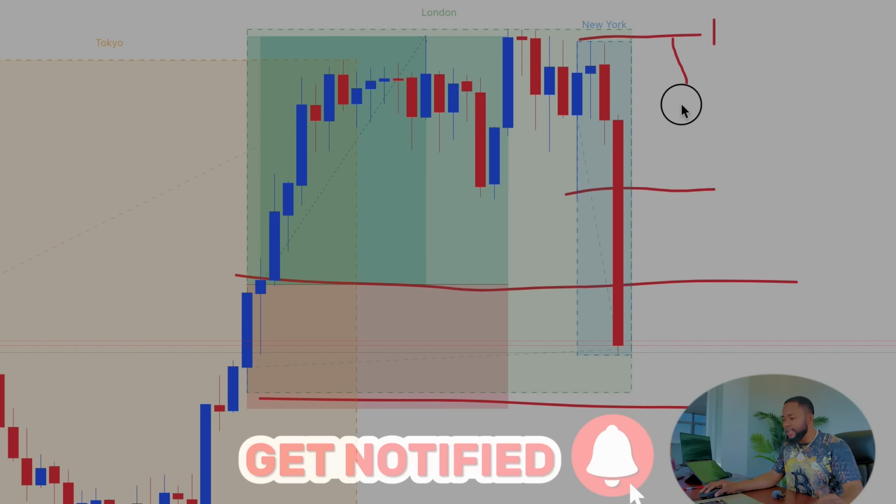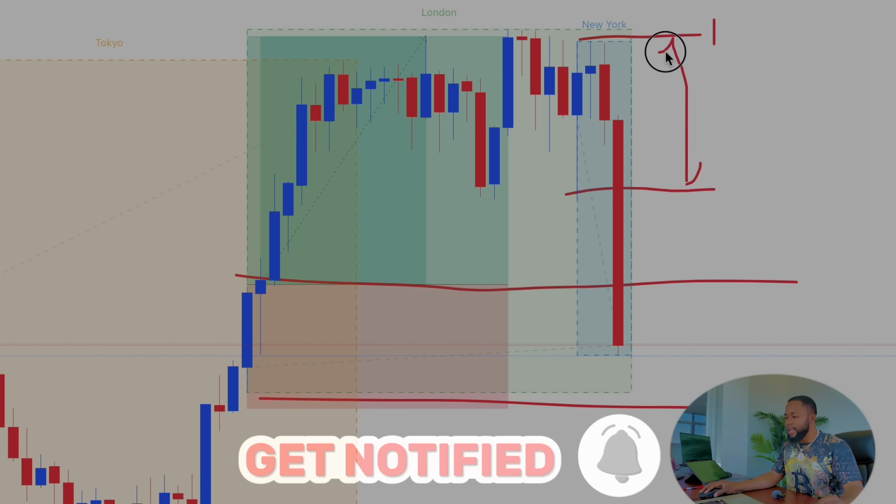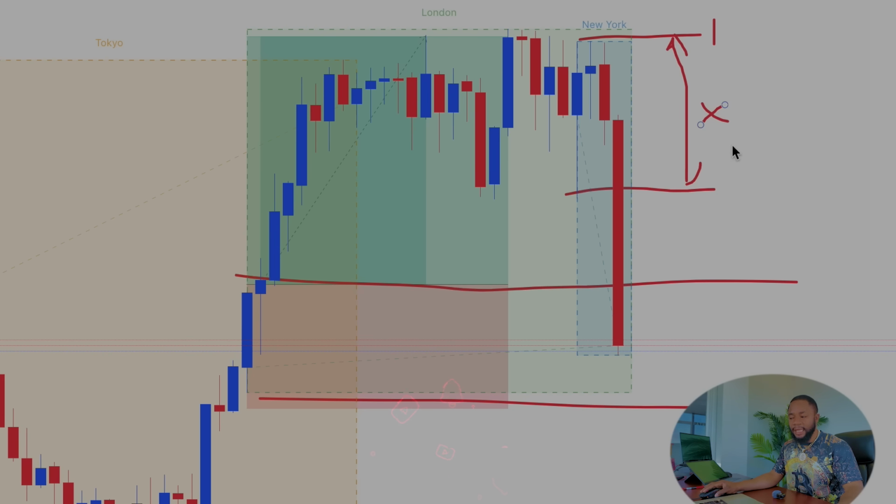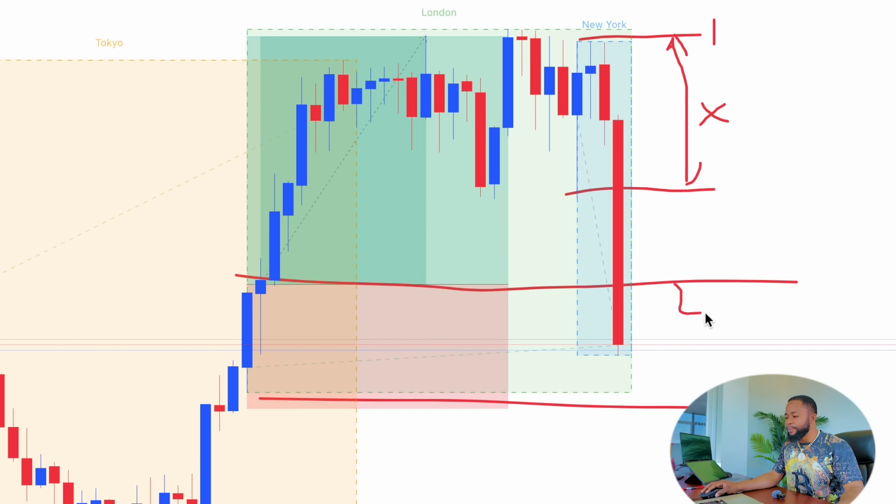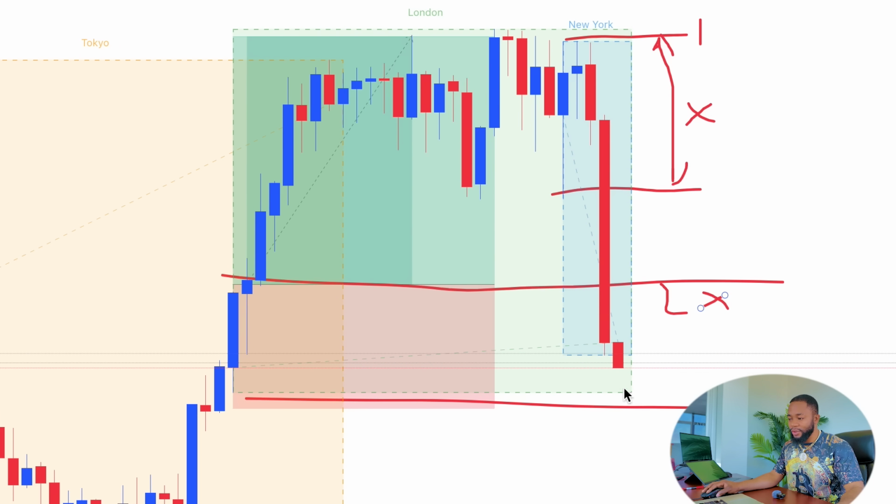50. The whole of this distance from here to here is our what? That is our stop loss. And then remember, our TP is always 2 times our stop loss. You can see how the market is pushing. Very soon we're hitting our take profit.